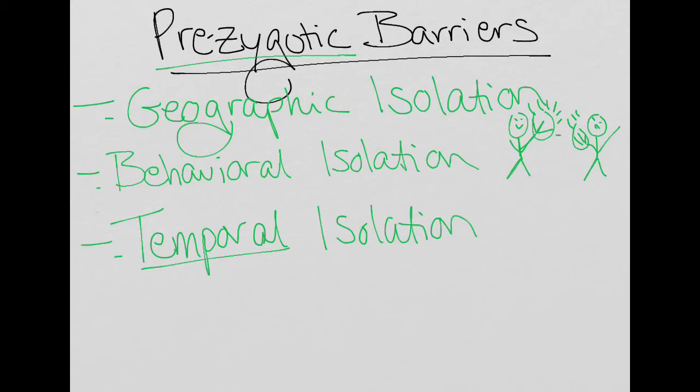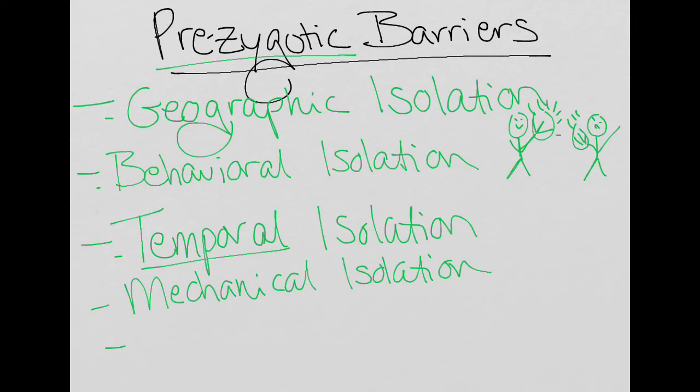There is also, say you do live in the same place and you mate at the same time and you're attracted to each other, there can also be mechanical isolation. Which basically means that the two parts of the organisms required to mate do not fit together. And so even if they do live in the same place and they mate at the same time and they're attracted to each other, their bodies cannot physically allow them to go through the process of mating and their anatomies.